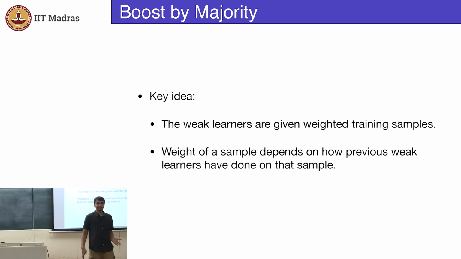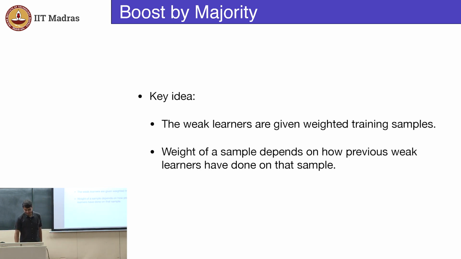You build a classifier, and you find that you've done well on the Indian population, but not done well on the European population. One extreme you could do is to just use only the European population, but that's too extreme. What you do is reduce the weightage of the Indian population and increase the weightage of the European population, and now you build a second model which can potentially make up for the weaknesses of the first model. That's the real core idea here. The weight of a sample depends on how the previous weak learners have done on that sample.